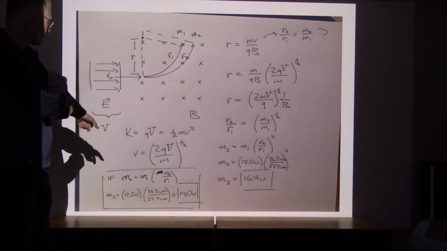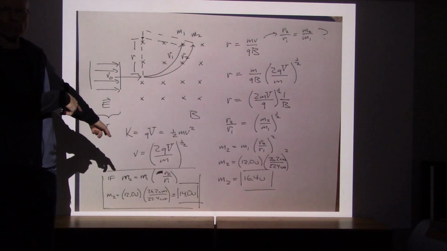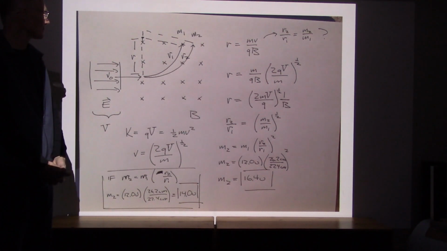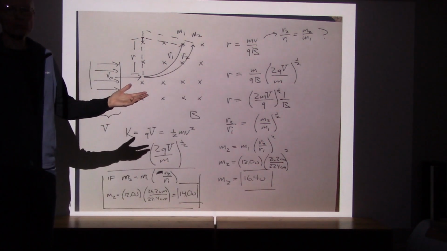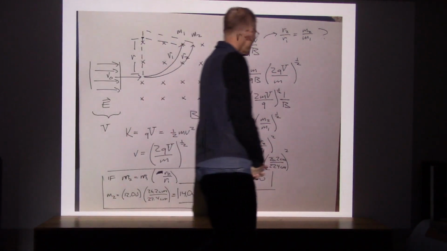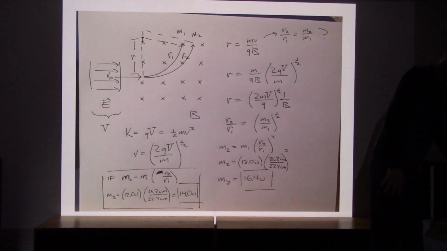So I'm pretty sure they intended us to use this approach with the velocity selector in place. Anyway, just something to point out with the calculations that we have here.